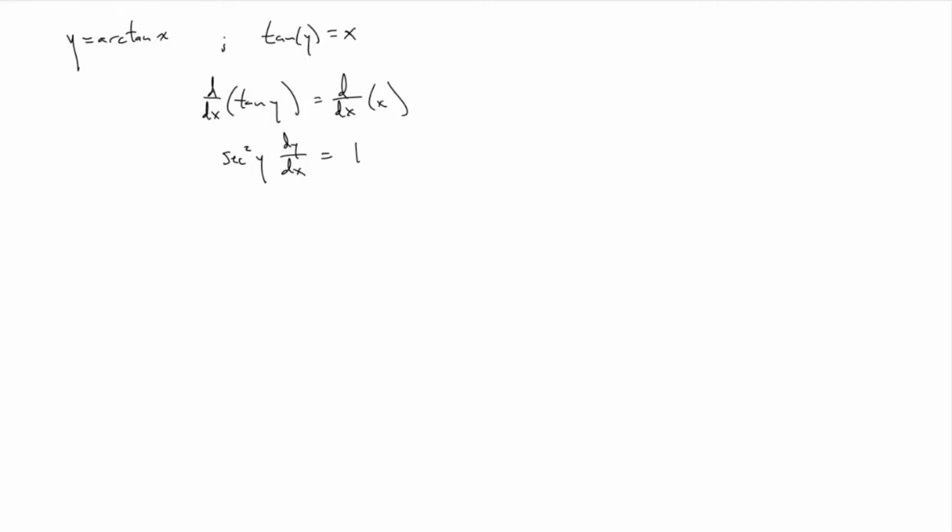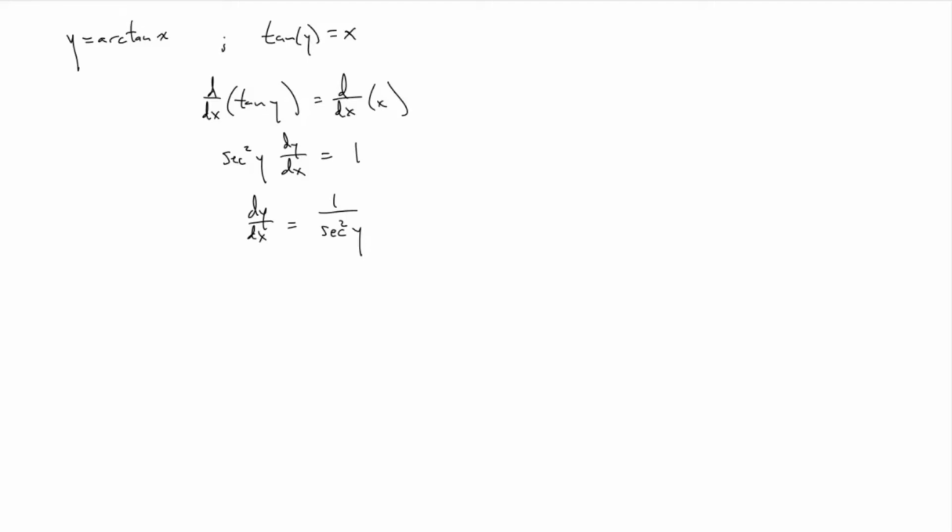And so you treat that function as if it were a variable. That gives you secant squared y. And then you multiply by the derivative of that function, which is dy dx. And on the right, we're just taking the derivative of x, which is 1. And that gives us that dy dx is 1 over the secant squared of y.